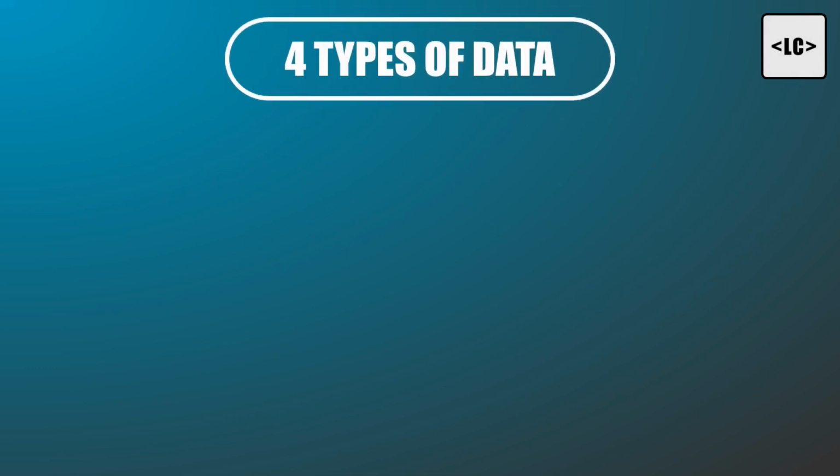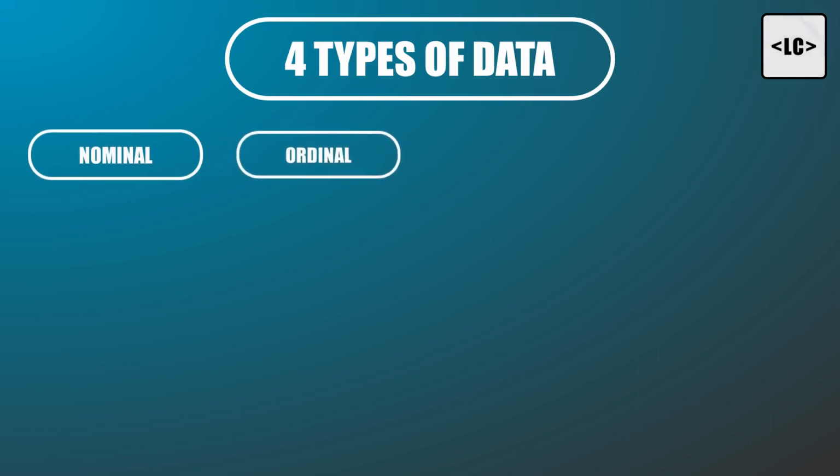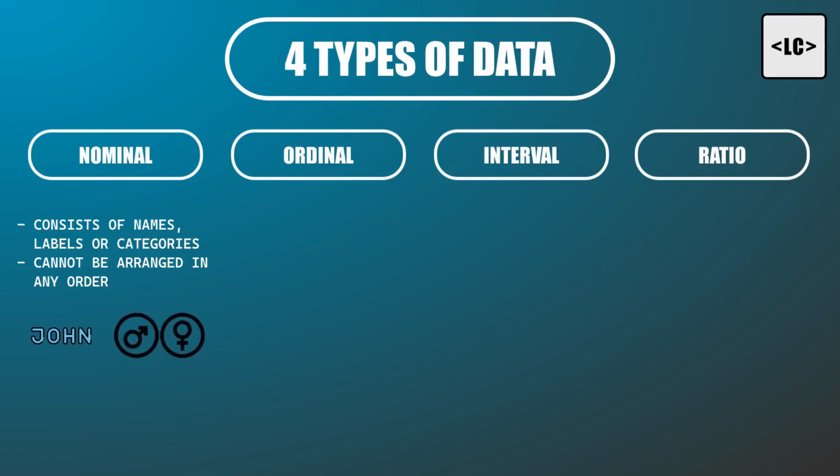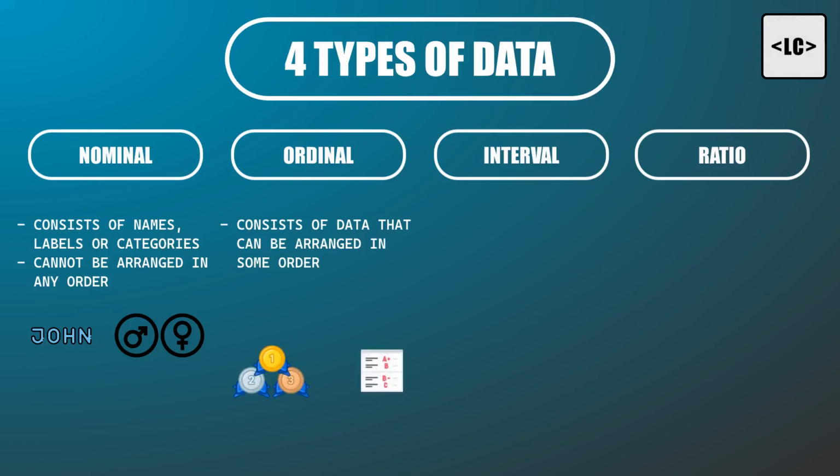According to another criterion, data is divided into four types, namely nominal, ordinal, interval, and ratio data. Nominal data consists of names, labels, or categories only. This type of data cannot be arranged in any order. For example, names of different people, gender, race, etc. Ordinal data consists of data that can be arranged in some order. For example, ranks of different athletes in a racing competition, grades achieved by a student in his final exam, etc.